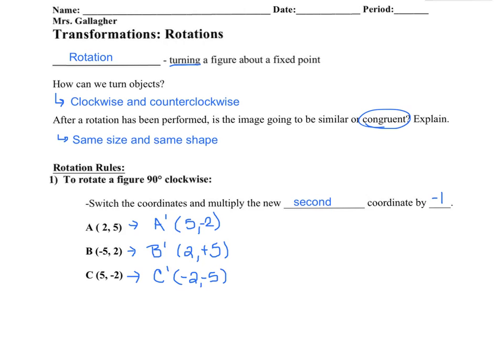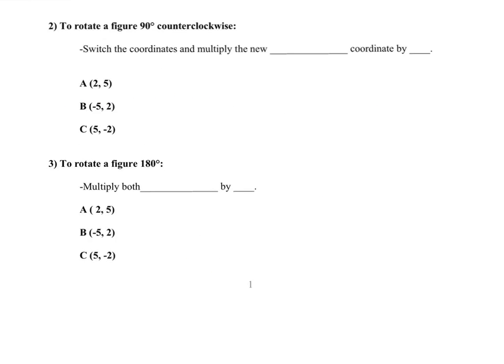Let's look at our next two rotation rules. To rotate a figure 90 degrees counterclockwise, we're going to switch the coordinates again and multiply the new first coordinate by -1. Again, A is (2, 5). We want to find A prime after a 90-degree counterclockwise rotation. You switch your coordinates, so (2, 5) becomes (5, 2), and multiply your new first coordinate by -1. So 5 times -1 is -5.